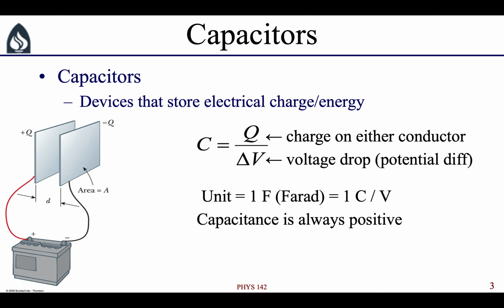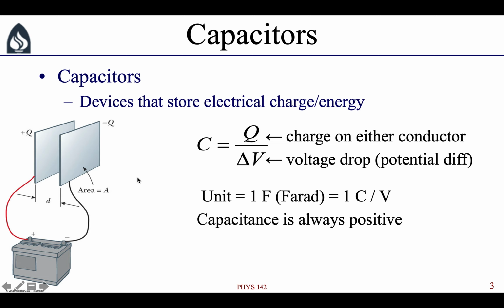Capacitors are devices that store electrical charge, and in doing so, store electrical energy. A capacitor consists of two conductors that are separated either by air or some other insulating material. When the conductors are attached to a source of voltage, like a battery, the battery will add electrons to one of the conductors and then subtract an equal number of electrons from the other conductor. So one conductor will end up with a negative charge, and the other conductor will have an equal positive charge.